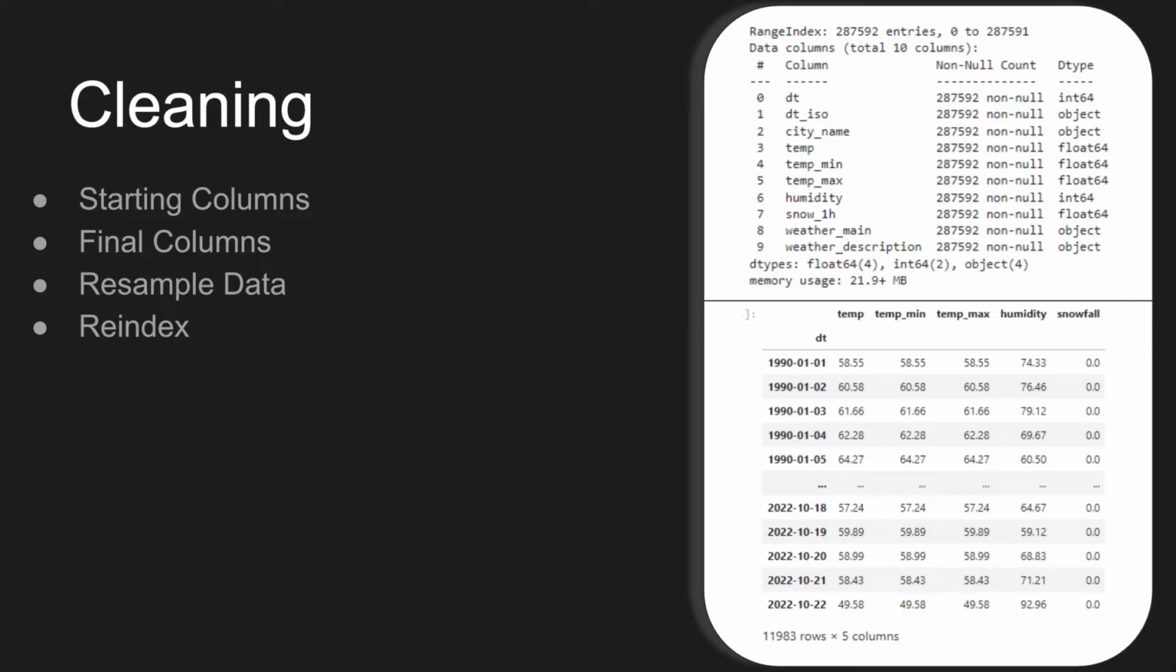Our data was presented as a row for each hour of each day. This made our data harder to understand, so the decision was made to resample the data. To do this, we used resample and performed aggregates on the remaining columns. For temp min, temp max, temp, and humidity, we used mean, and for snow 1 hour, we used sum. Finally, we set our resampled date time column as the index and changed the name snow 1 hour to snowfall.